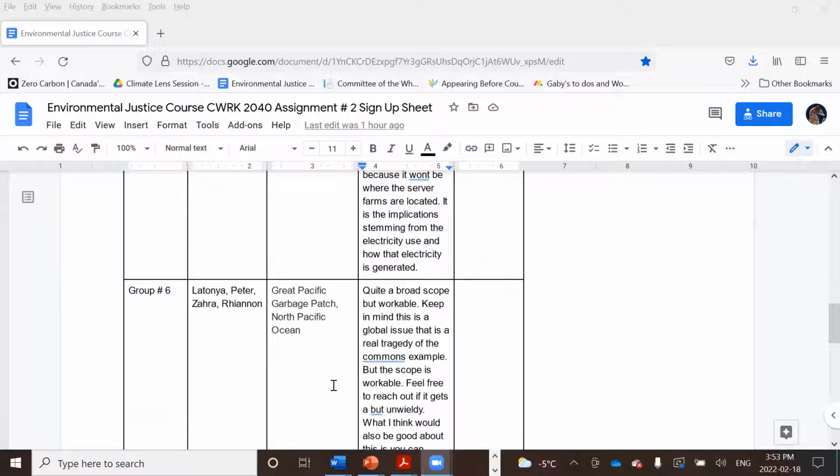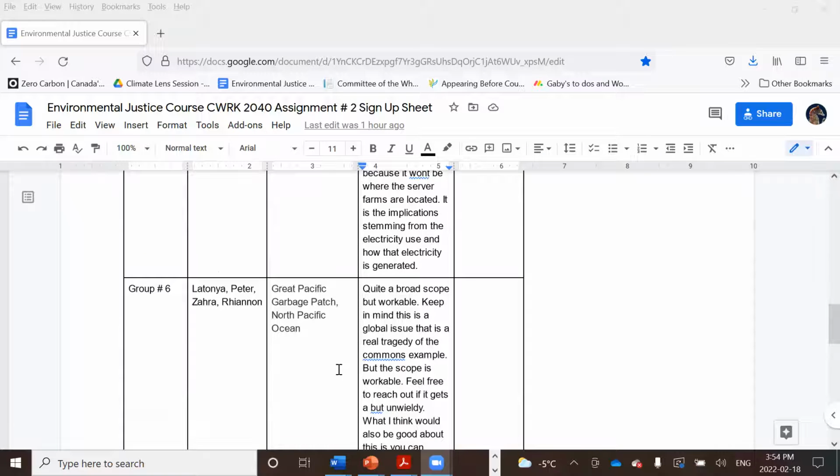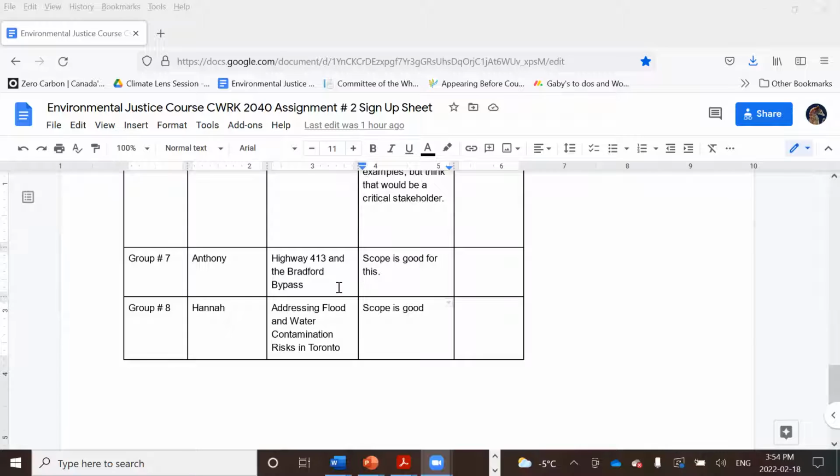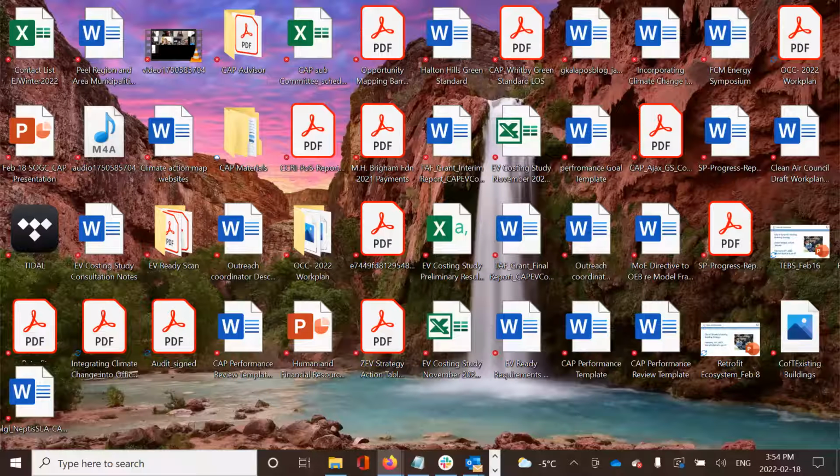The Great Pacific Garbage Patch is going to be one other thing we're going to learn more about. Then Highway 413 and the Bradford Bypass, and addressing flood and water contamination risks in Canada, in Toronto. So we have 8 groups, and I am going to set you up into breakout groups right now.